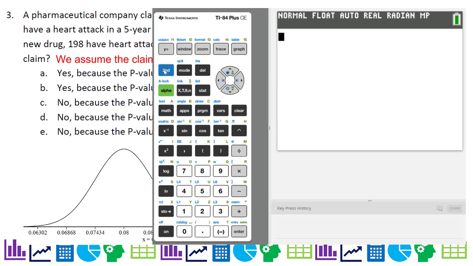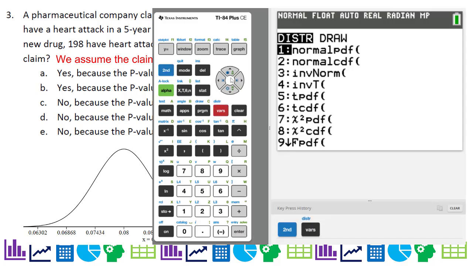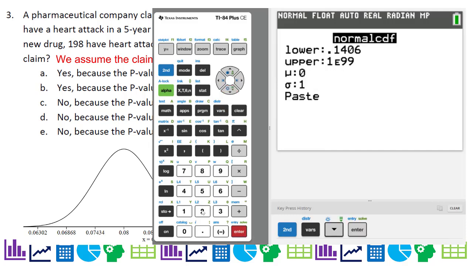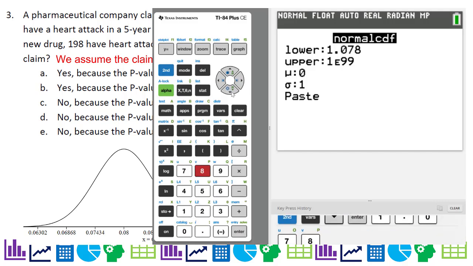So to calculate a probability with a normal distribution, we have to hit second, and you see that blue distribution right there, the VARS button. Then we go to normal CDF, enter. And our low value, our z-score, is 1.078. So I'm going to do it with z-scores first. And if I didn't have infinity, let me go ahead and show you how to do that. You go 1. It doesn't like any number bigger than 1 there, apparently. That's just too much infinity.